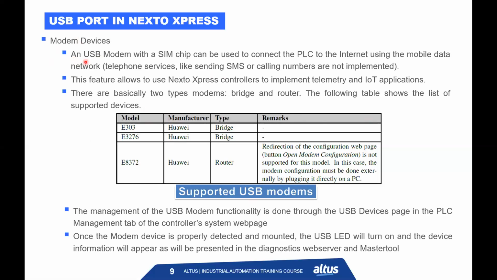Modem device. An USB modem with a SIM chip can be used to connect the PLC to the internet using the mobile data network. Telephone service like sending SMS or calling numbers are not implemented. So just an observation about this. These features allow to use Nexto Express controllers to implement telemetry and IoT applications. There are basically two types of modems, the bridge and router. The following table shows the list of supported devices. Here we have basically the same manufacturer, Huawei, and these models.